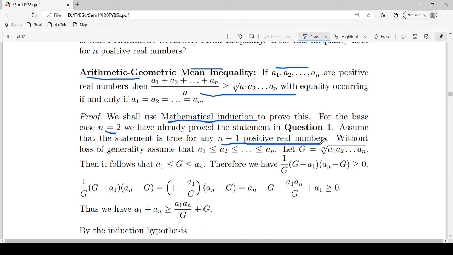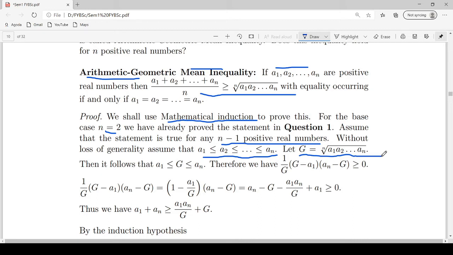Now we will prove that the statement is true for n positive real numbers which we are considering a1, a2, an. Now since these are n positive real numbers, I can arrange them in ascending order. So I can assume without loss of generality that a1 is less equal a2 is less equal a3 and so on is less equal an. Now your geometric mean, I am denoting it by g. So your g is equal to nth root of a1, a2, a3 up to an. That means nth root of product a1, a2, an.